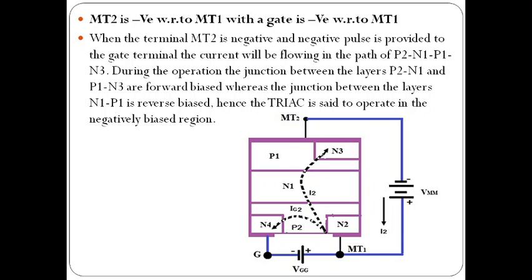N3P1 junction becomes forward bias, and then after, the P1N1 junction becomes reverse bias, and then N1P2 becomes forward bias. So here the direction of the current flowing is from MT1 to MT2.